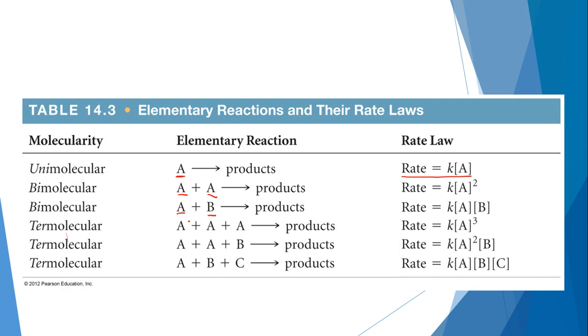Termolecular can, of course, happen three different ways. Something reacting with itself three times, where you get to the third order. Something reacting together plus something different, so A to the second, B to the first, and so on.